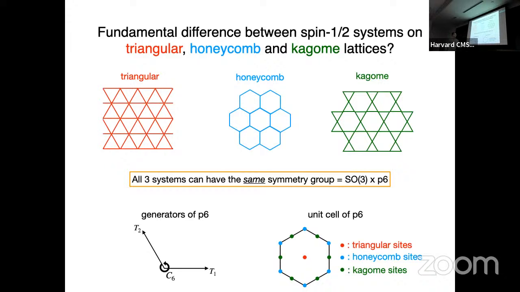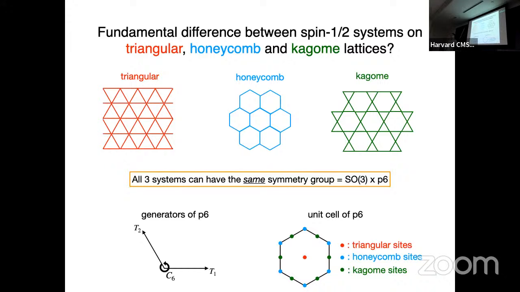It may not be hard to verify that these lattices really have these symmetries. You see translation, translation, and sixfold rotation here, translation, translation, sixfold rotation here, and similarly here. I can also visualize this by looking at the unit cell of this P6 symmetry group. The unit cell can be taken as a hexagon. The center of the hexagon is the site of the triangular lattice, and this corner is the site of the honeycomb lattice, and the middle of the edge is the Kagome sites. These points actually all have names. They're called Wyckoff positions.